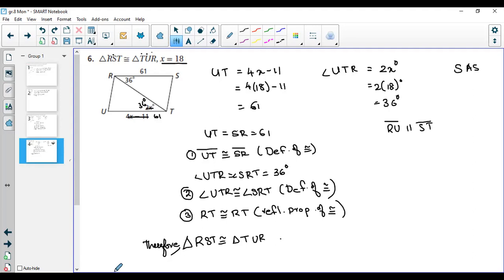So this is how you use the SAS and SSS property to show the congruence. Hopefully this lesson is clear. Do more practice. Definitely you will get the lesson more clear, because it's not a difficult one, you just need practice, that's all. So until we meet again in another video, keep practicing.